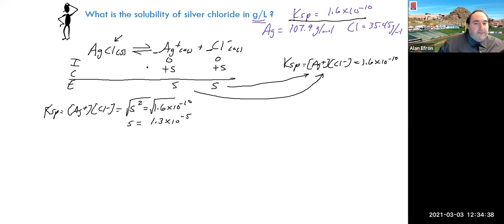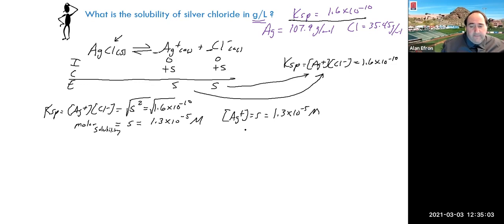Any questions on that so far? So what does that really mean? That S again is the molar solubility, which is basically just a fancy way of saying molarity, right? So what that tells us is the concentration of the silver ion, which equals S, equals 1.3 times 10 to the minus 5 molar. The concentration of the chloride ion, which equals S, is 1.3 times 10 to the minus 5 molar. And it asks us what is the solubility of silver chloride in grams per liter.